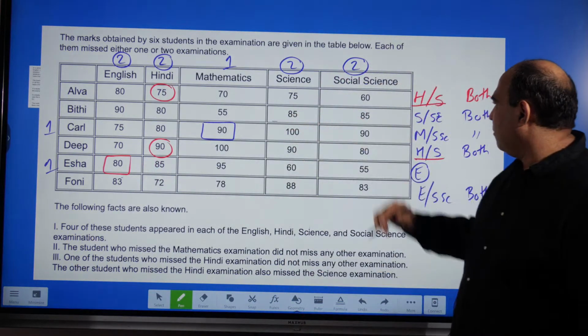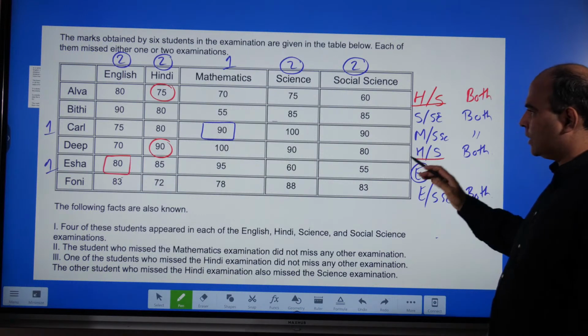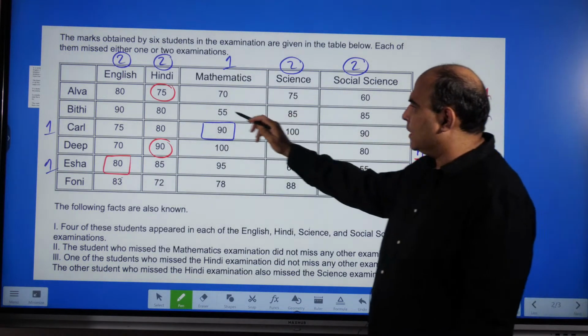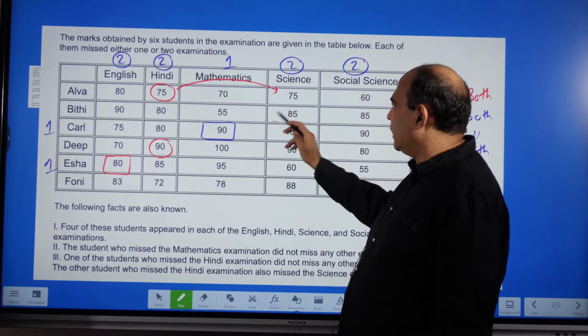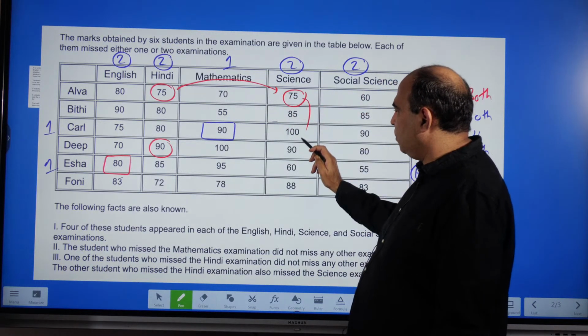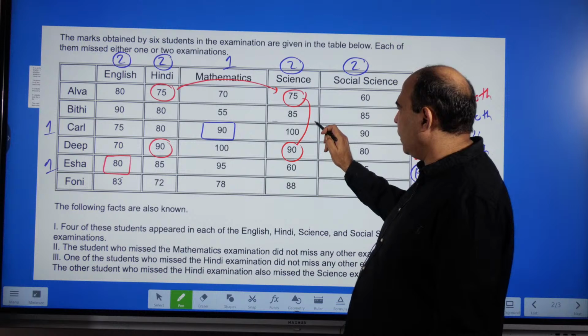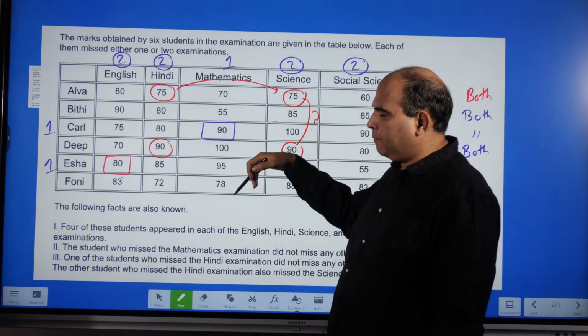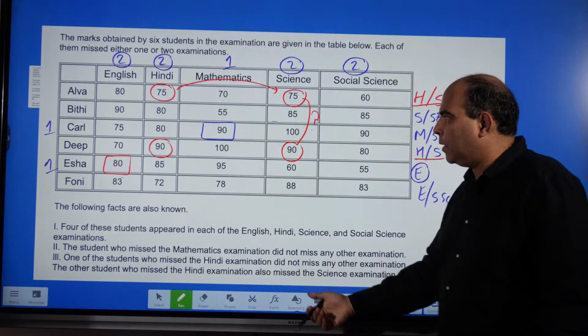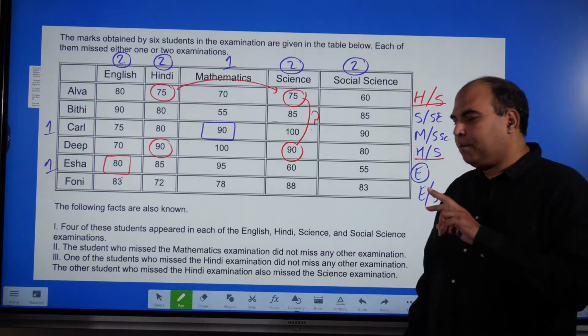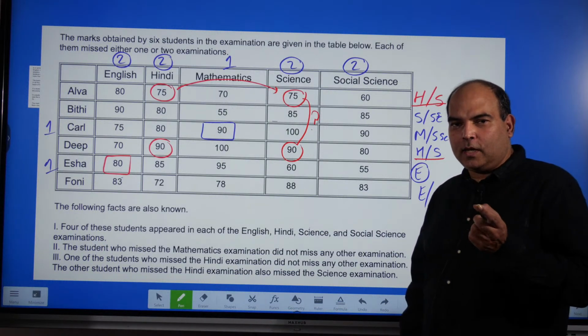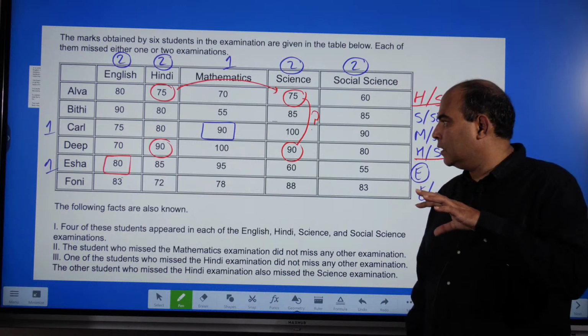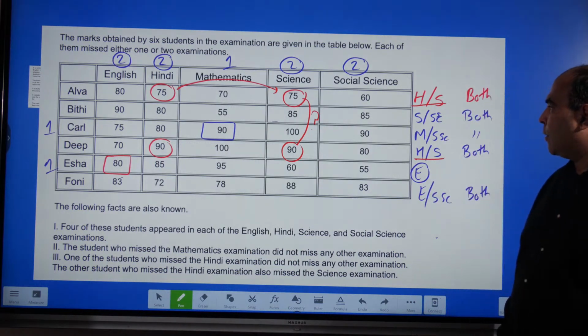And I know the 2 people who have missed Hindi. And what it's saying is that one of these 2 guys also missed the science exam. So the science missing is one of these 2 people. We don't know which one. Is it Alva or Deep? We don't know that, because the third clue is telling me that of Alva and Deep, one person missed only Hindi, the other person missed Hindi and science. So itna deduction हो जाता है मेरे को.